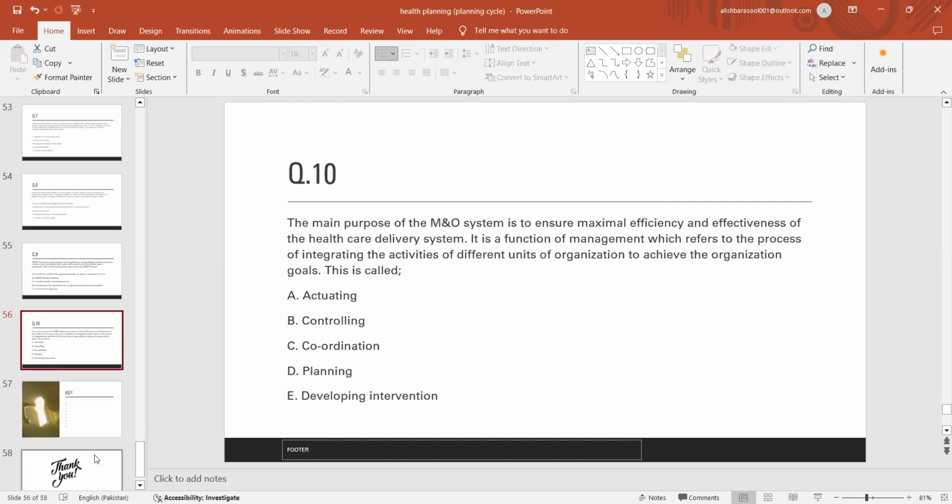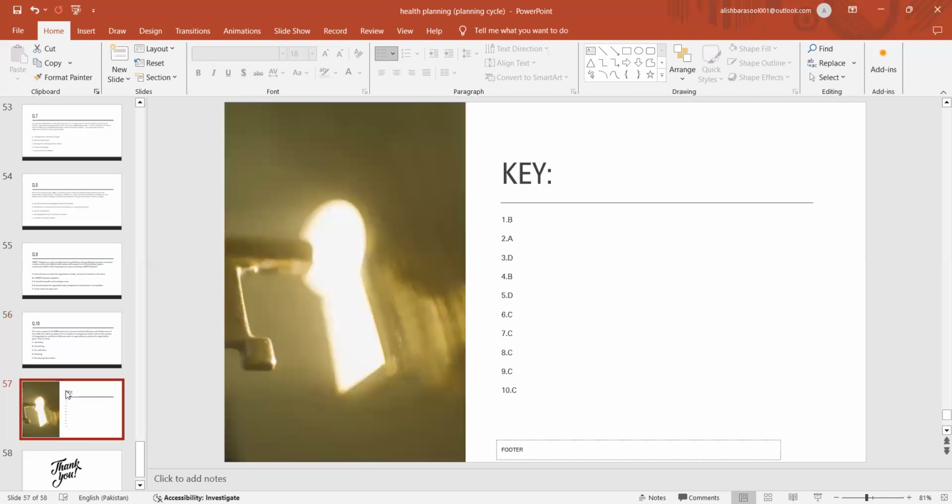The main purpose of the monitoring and evaluation system is to ensure the maximal efficiency and effectiveness of the healthcare delivery system. It is a function of management which refers to the process of integrating the activities of different units of an organization to achieve the organization's goals. This is called A, actuating; B, controlling; C, coordination; D, planning; or E, developing intervention. What would be the right answer? It's C, coordination. This is the key of the MCQs.